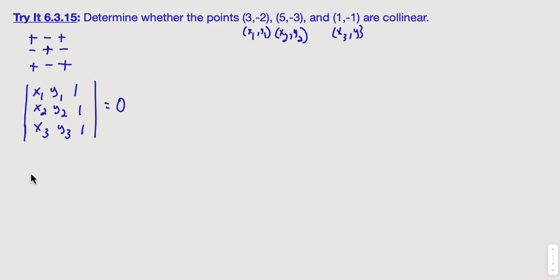So if we just substitute those points in, what we get is 3, -2, 1, 5, -3, 1, and 1, -1, 1. And we're going to determine what this equals. If it equals 0, then we can say that the points are collinear. So we're going to expand according to this last column here, and the reason is because they're all 1s.